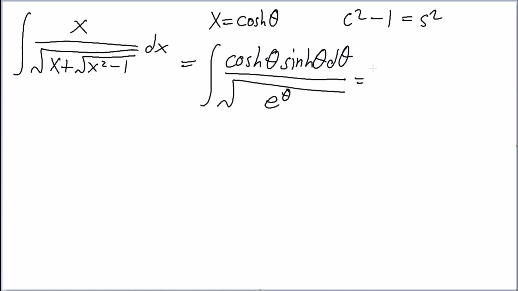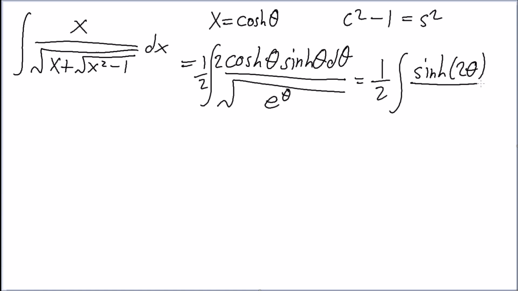And if you remember the trig identity, times 2 divided by 2, this is a half of sinh 2 theta with square root of e to the theta d theta. What are we going to do with the square root of e to the theta? We're going to do everything in exponents. We're just going to integrate this exponentially.